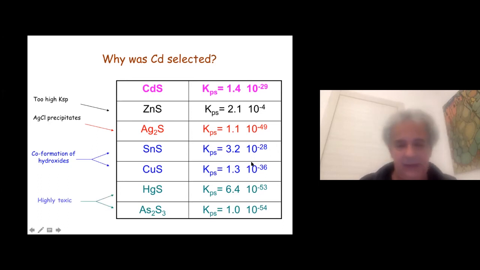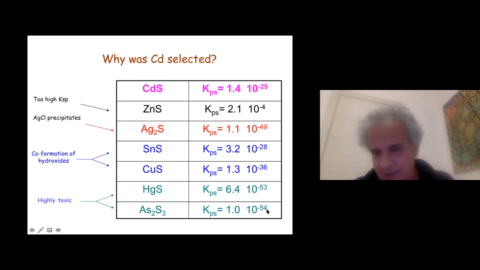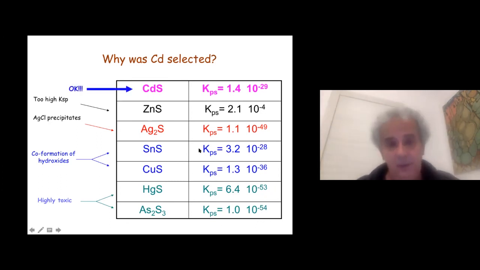We skipped mercury and arsenic because, as you know, they are very toxic, but you can see that the solubility products are very, very good, -53 and -54. We used cadmium because cadmium is a little bit toxic as well, but has a very good solubility product, 10 to the -29. So you have the immediate precipitation of cadmium sulfide.